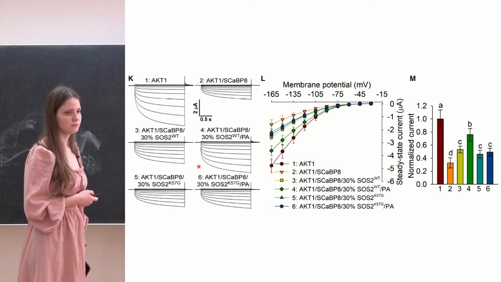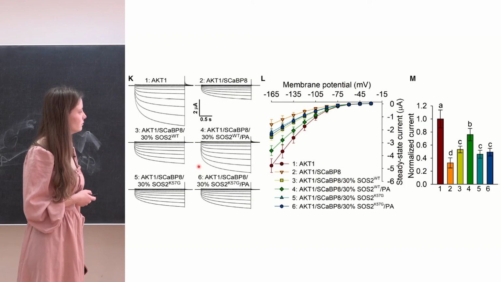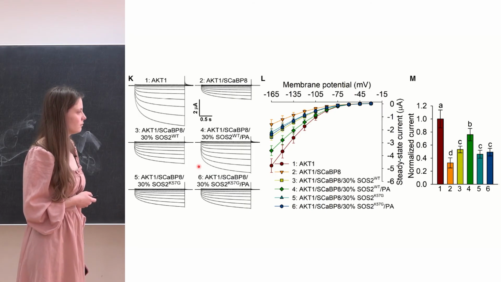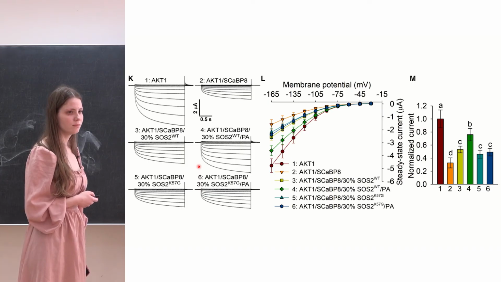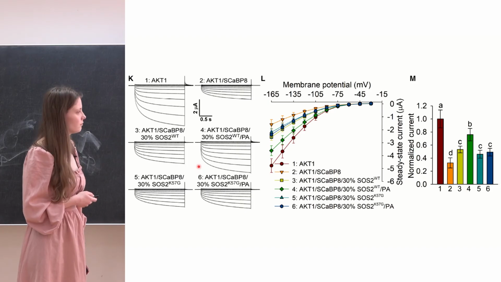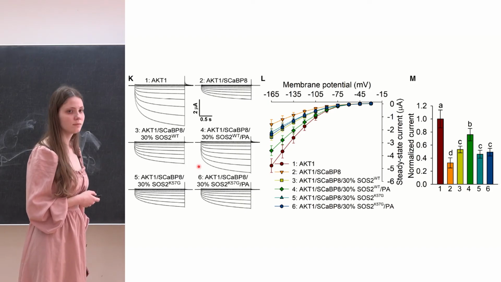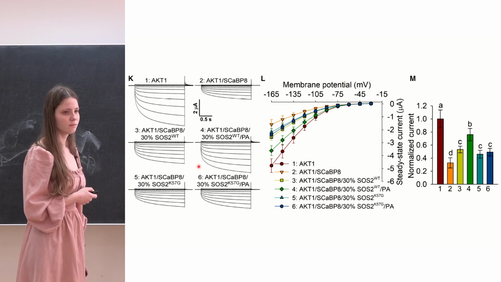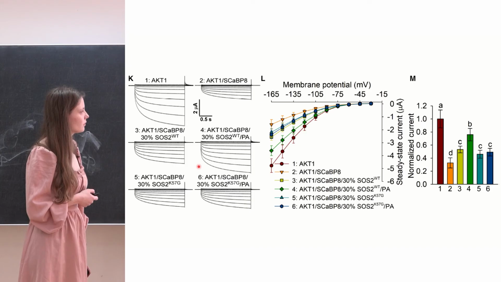И также мы видим, что SOS2 снимает ингибирование с канала AKT1. И еще фосфатидиновая кислота без активного SOS2 тоже ничего не дает. Это намекает на то, что она действует через SOS2, а не сама по себе на канал.